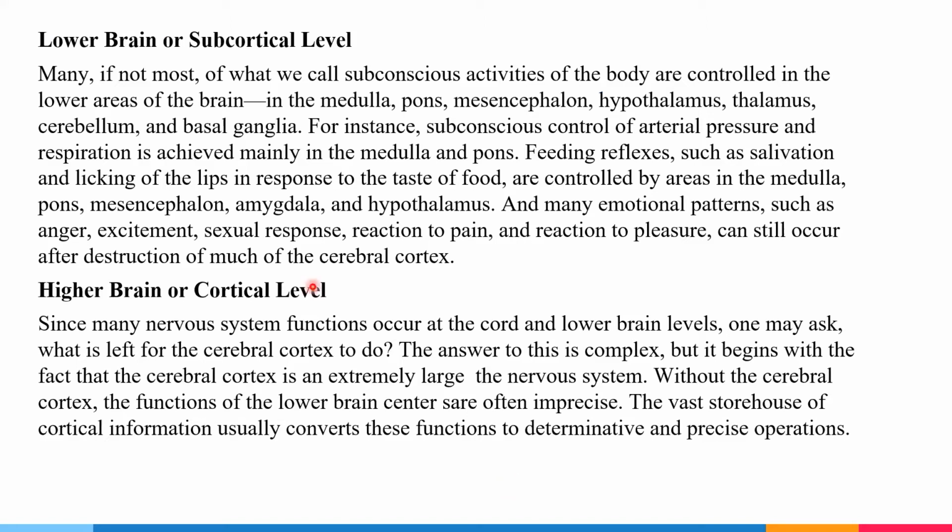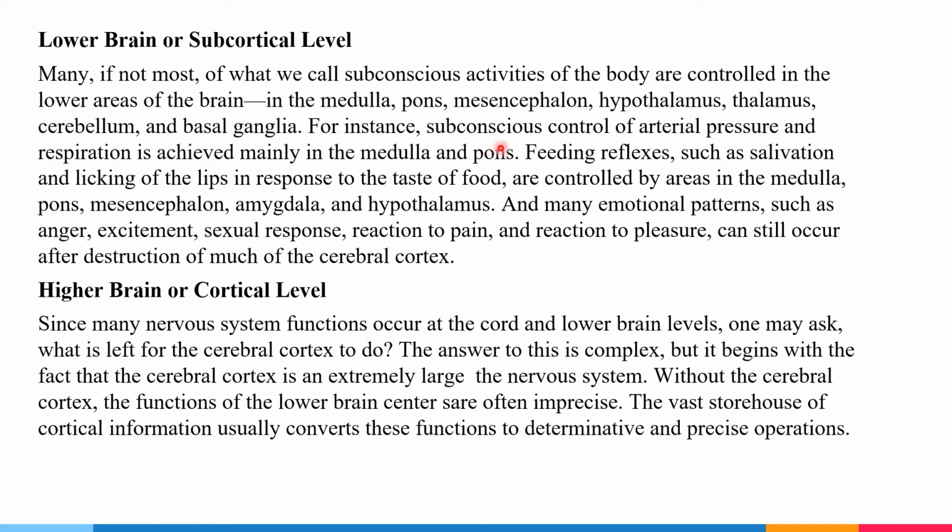Next, we look into the lower brain or subcortical level. Many, if not most, of what we call subconscious activities of the body are controlled in the lower areas of the brain: in the medulla, pons, mesencephalon, hypothalamus, thalamus, cerebellum, and basal ganglia.